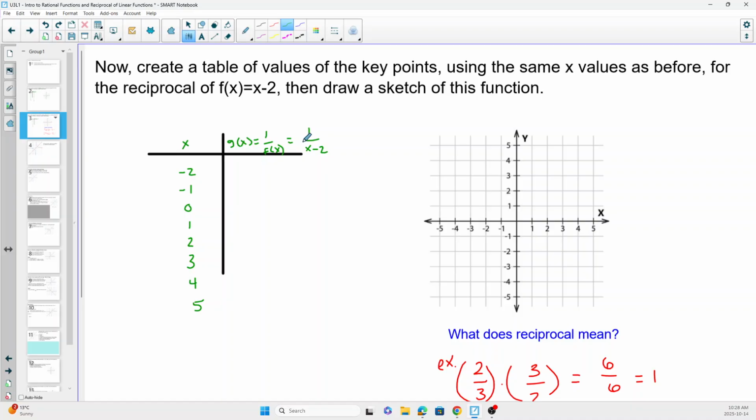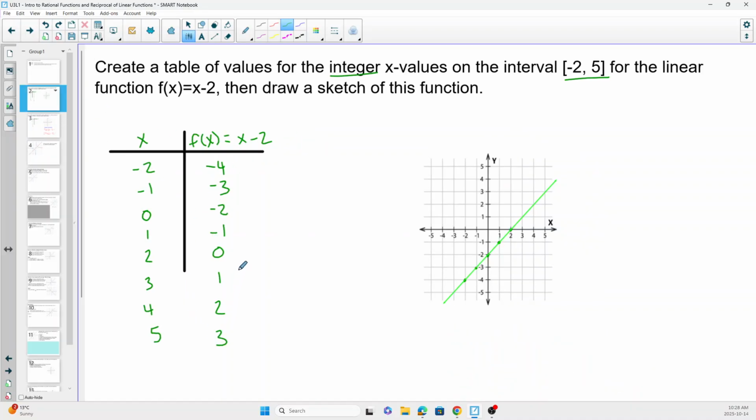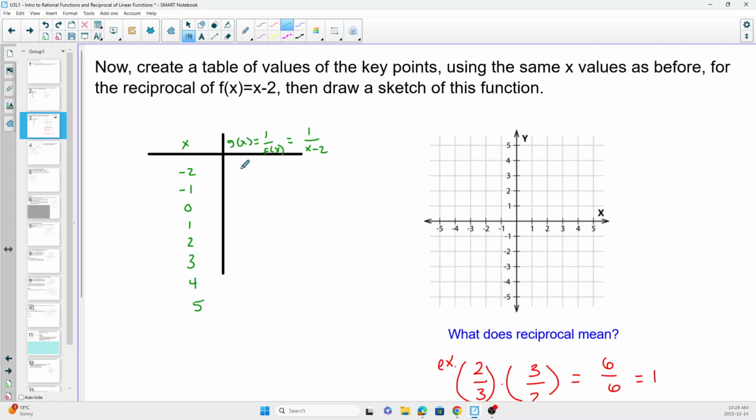So now, really what we're doing is we're taking all of these f at x values and putting them over, or under, sorry, 1, right? If this is f at x and if g at x is 1 over f at x, then the corresponding value here would be 1 over -4. Now we could sub in and we would get that same thing. We would have -2 minus 2, which is -4.